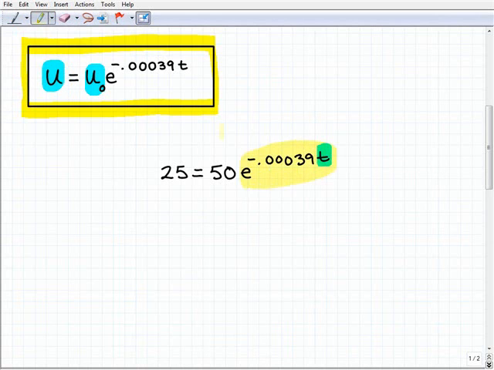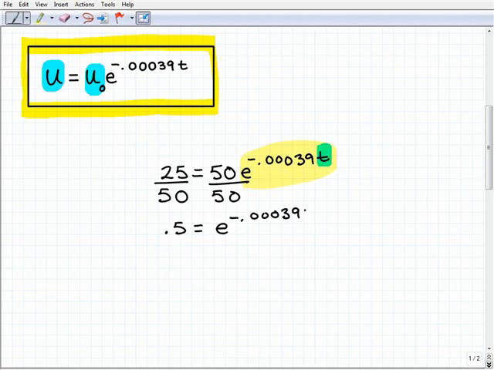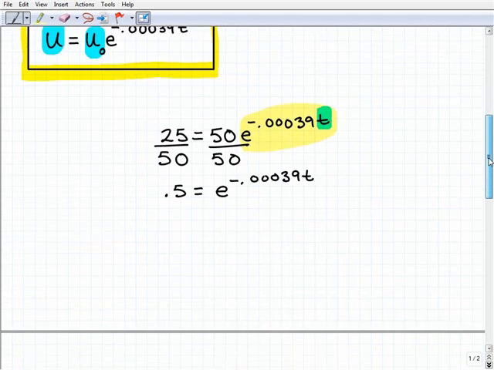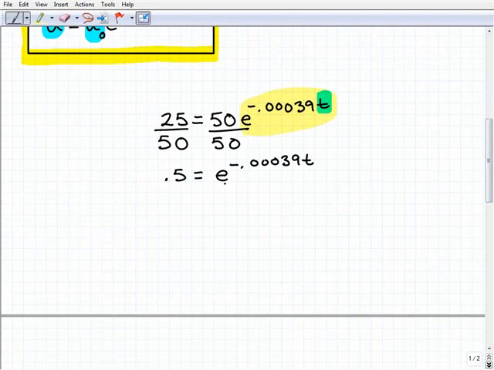Okay, the first thing I need to do is isolate the power portion of the equation. And that's this portion right here. So I got to get rid of this 50. I'm going to divide both sides of the equation by 50. And what we're going to get is 0.5. That's just 1/2, or 0.5. I'm going to express it as a decimal. Equals e to the negative 0.00039 t.